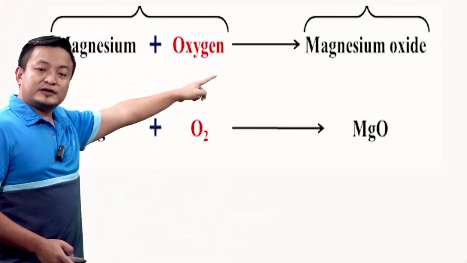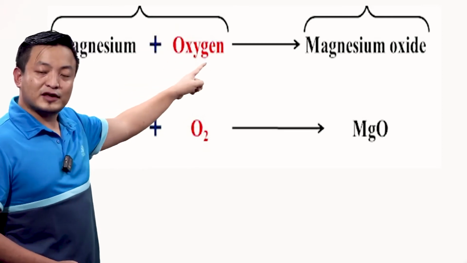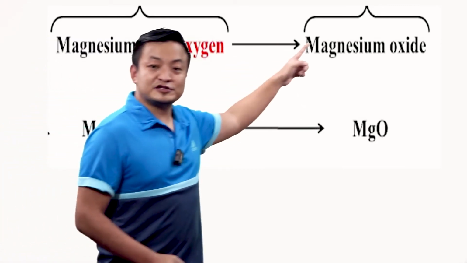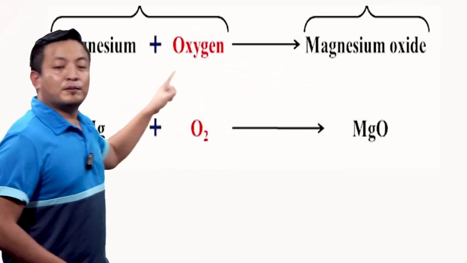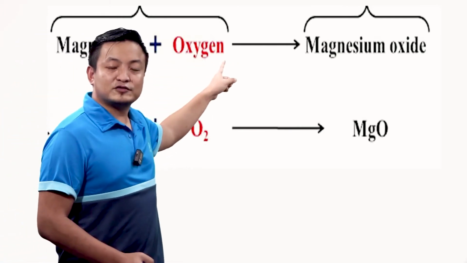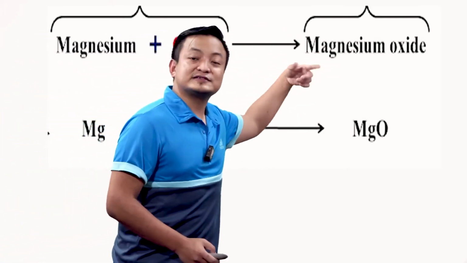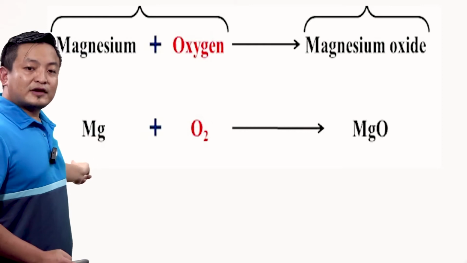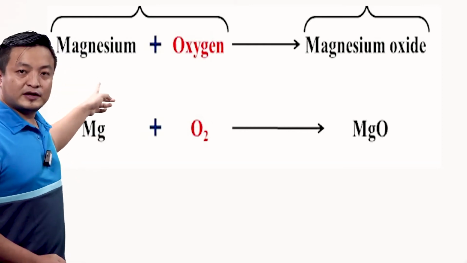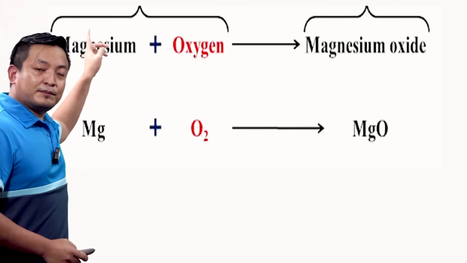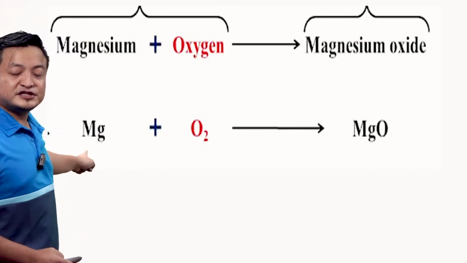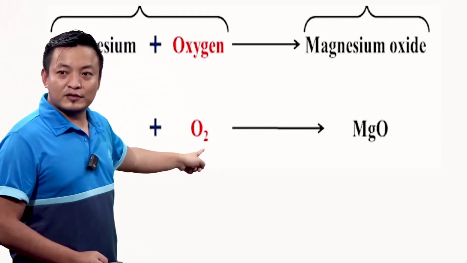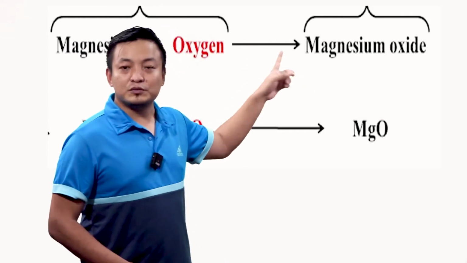Now, when we burn this, when we heat this, what do we get? We get that white powdery thing. What is that? That is magnesium oxide. So magnesium and oxygen reacting together, we get magnesium oxide. This is the new substance that we are getting. For the chemical equation, we will write it like this. Magnesium, the symbol is Mg. Oxygen, you write O2. And the product, magnesium oxide.